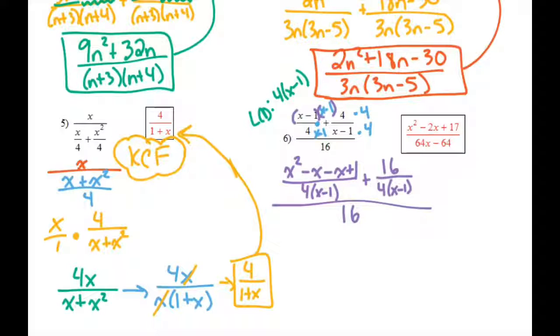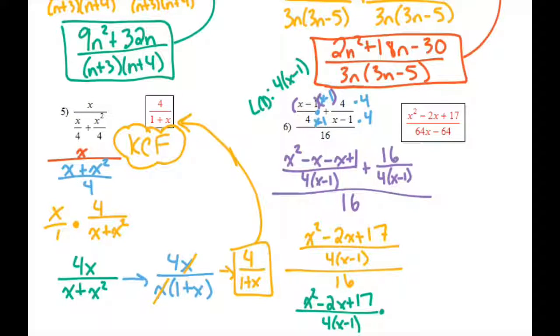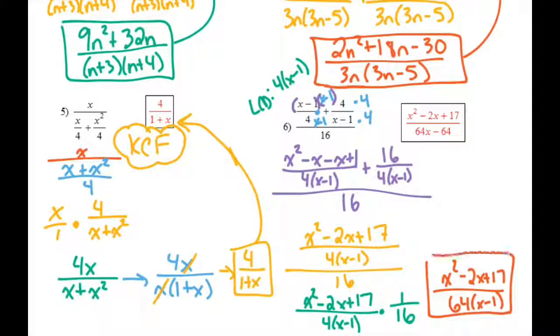Now we can combine the numerators together because we have that common denominator. Then we keep change flip. So we keep this first fraction, change it to multiplication, and flip 16 into 1 over 16. Then we multiply straight across. And this is what we get as our final answer, which, if you're upset about that not matching, let's really think about that. 64 could distribute into the denominator, and we'll get 64x minus 64. So this is our final answer.